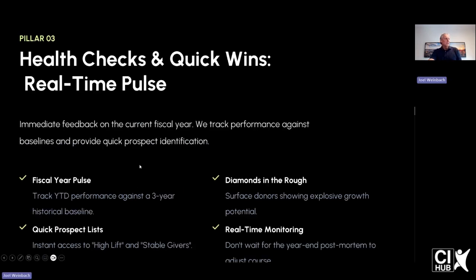The last pillar is what we call health checks, and we include quick wins in there. These are a number of progress tracking analytics, so you can see your year-to-date performance against maybe a 3-year historical baseline or rolling 12-month. We do both. We'll show you month over months. We look at things like high lift donors, which are donors who in the past in a particular month did something big that drove the performance of that month.